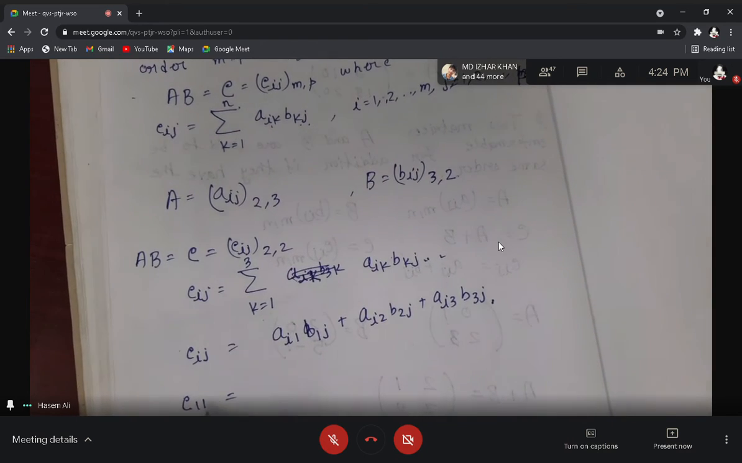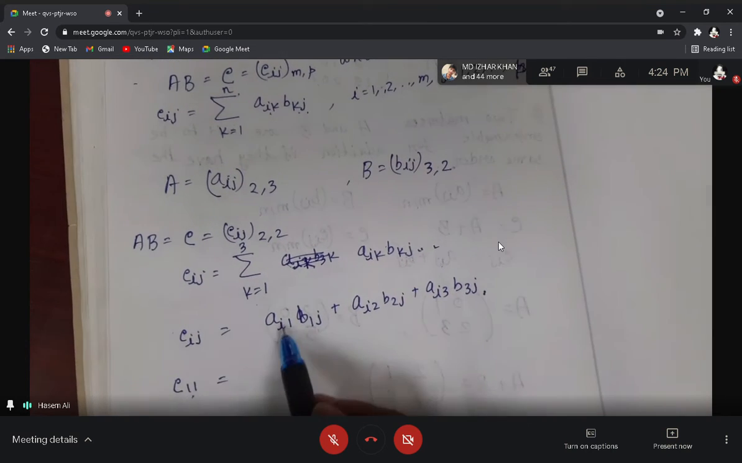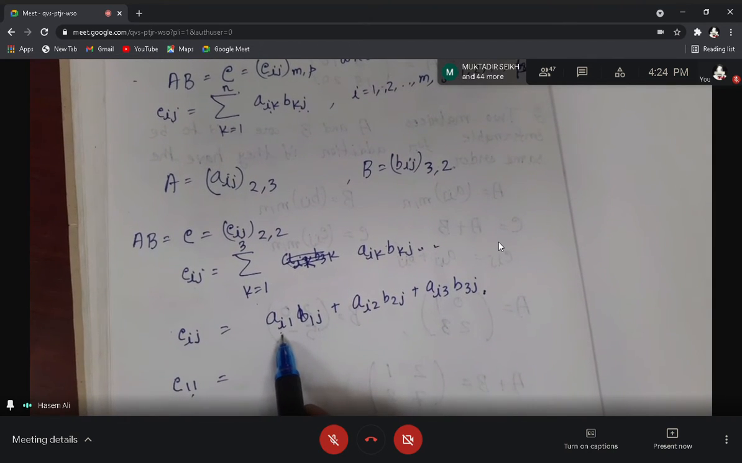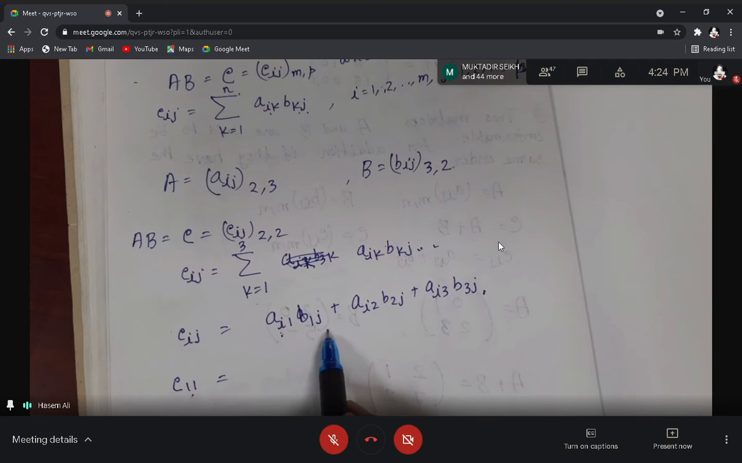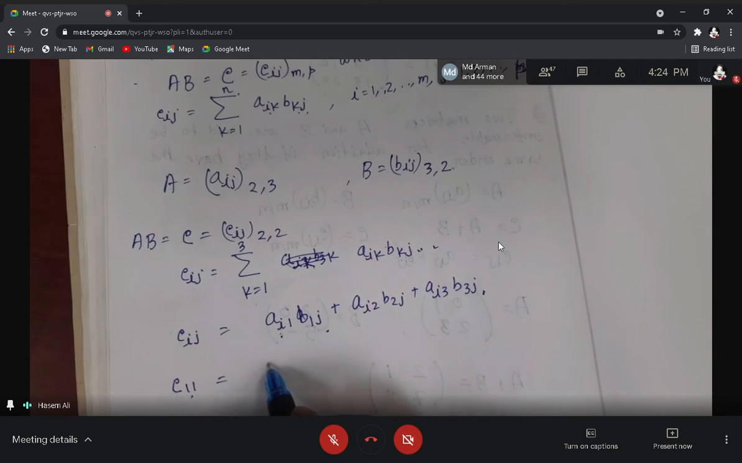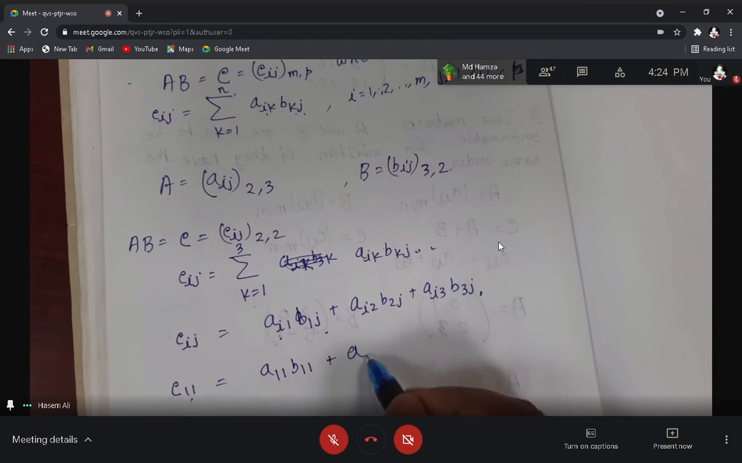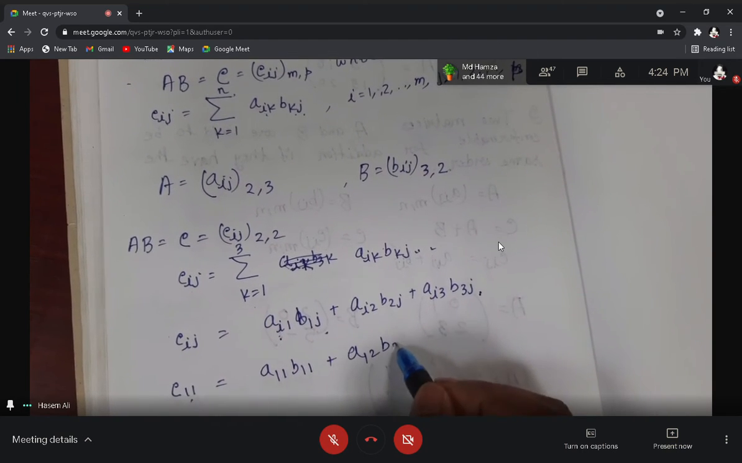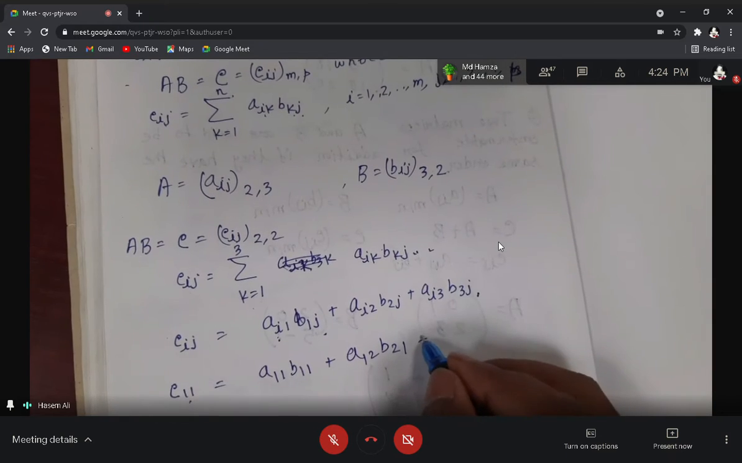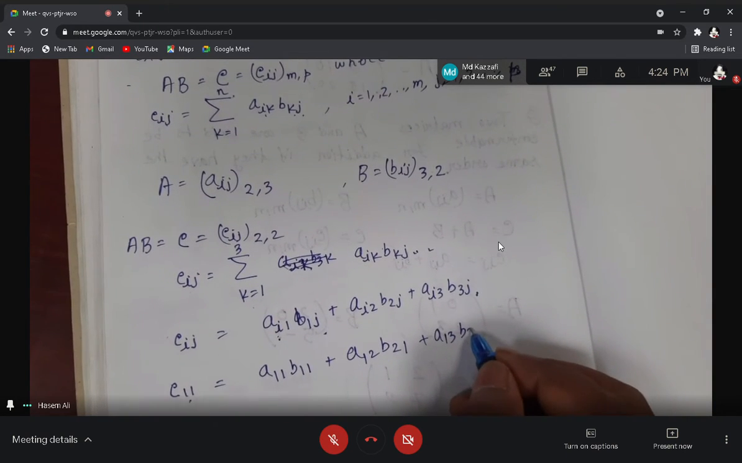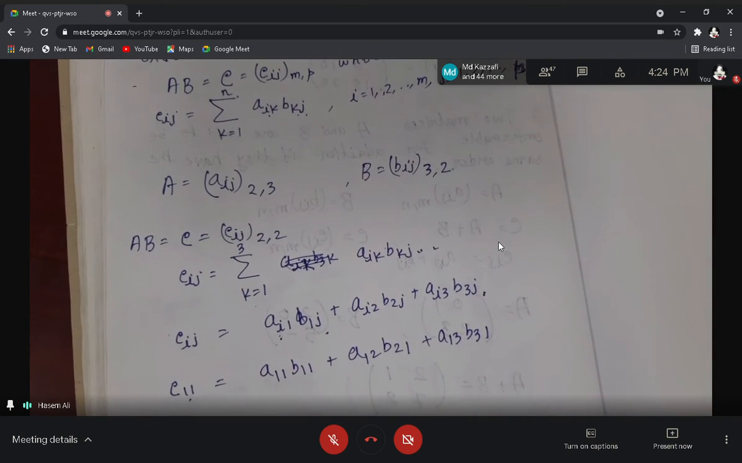Now what is C11? C11 means put i equals 1 and j equals 1 in this whole formula. So a11 b11 plus a12 b21 plus a13 b31. This is the expression for C11.